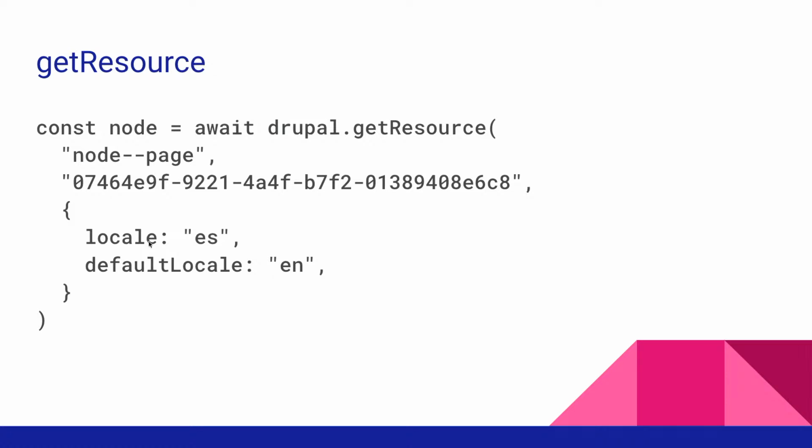The same thing can be done for a resource. So for a single article, we have get resource, we pass the content type, and then we pass the UUID of the page. Of course, we can pass any other parameters we want to look for the page. So in this case, I'm using the UUID.